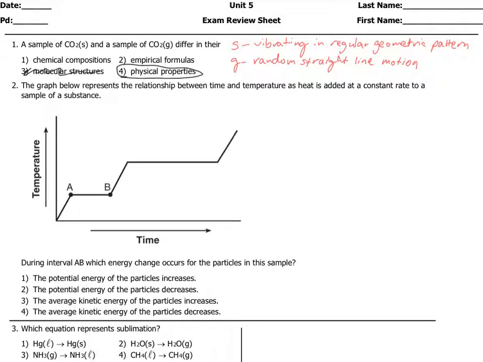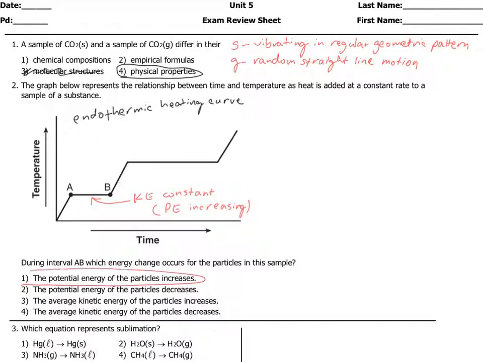All right, number 2, we have what is clearly a heating curve, and it's also an endothermic heating curve because as time is going forward, the temperature is increasing. But this question only asks about section AB, and during section AB, the temperature is not changing. You can see this flat line for the temperature. So that means that the kinetic energy is going to remain constant and the potential energy would be increasing. So of the answer choices I see, number 1 definitely stands out to me as being correct.